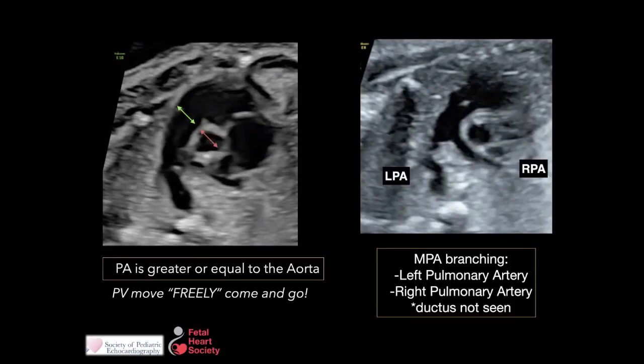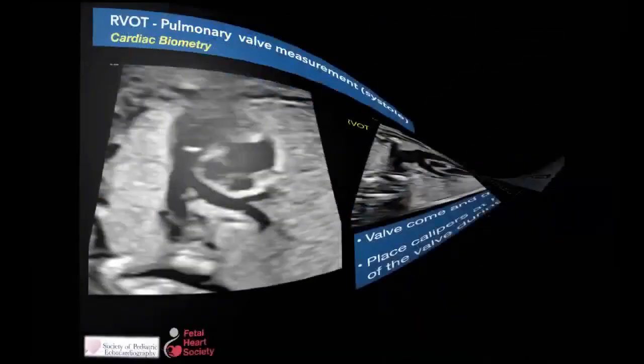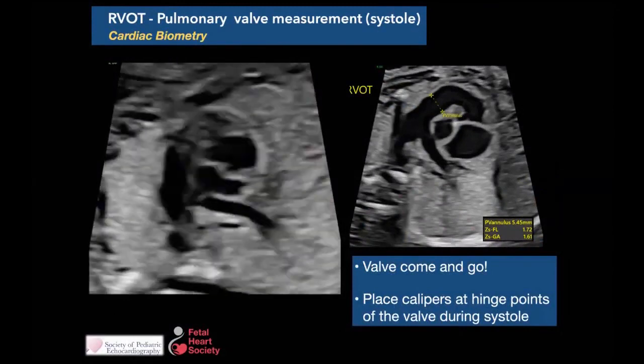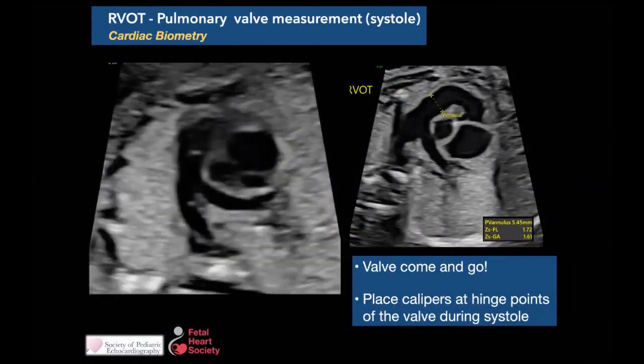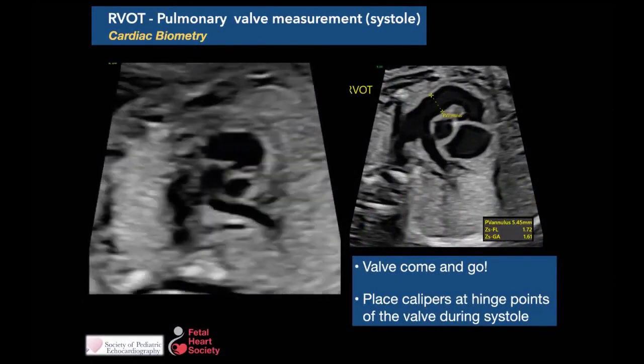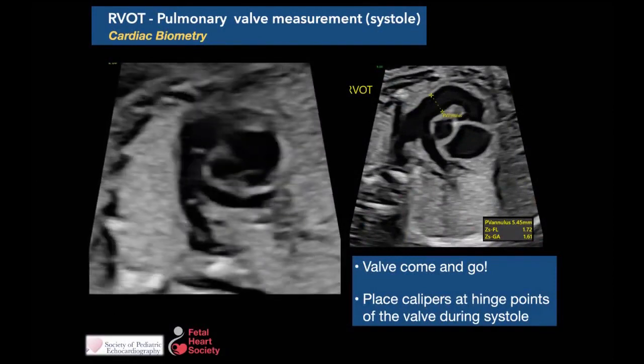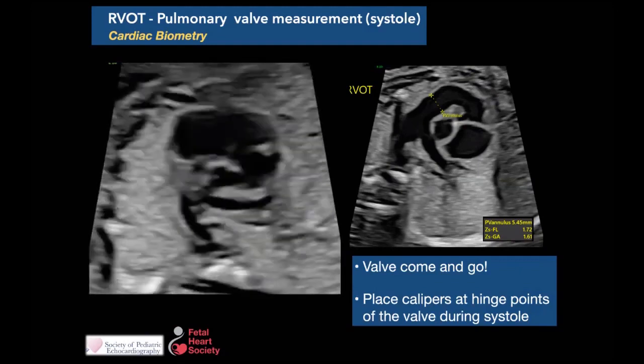So again, very important to pay attention to the valves. And here in this view, we're able to appreciate the main pulmonary artery branching to include the left pulmonary artery and the right pulmonary artery. This is another important anatomic characteristic that differentiates it from the ascending aorta. So again, the PA should never be smaller than the aorta. When measuring the pulmonary valve, this would be measured in systole. This is also part of the required new practice parameters. Again, when assessing the valves come and go, you want to place your calipers at the hinge points of the valve during systole.